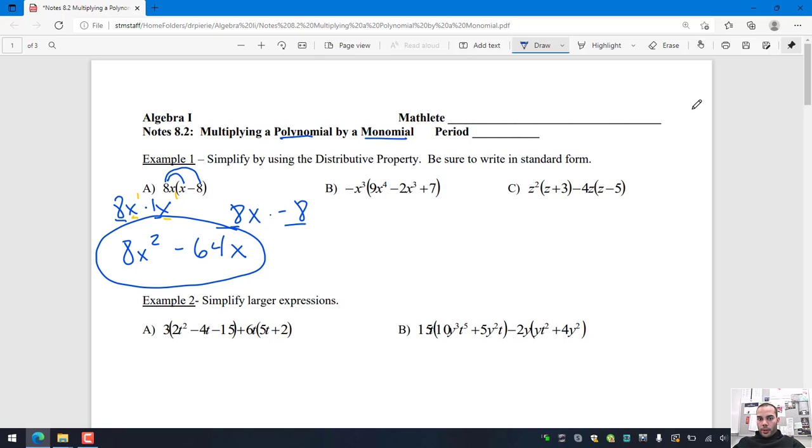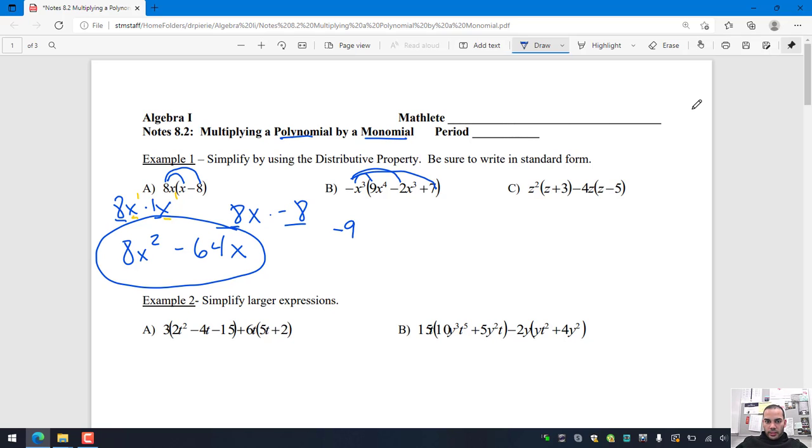If I look at the second one, I see negative x cubed times the quantity 9x to the fourth minus 2x cubed plus 7. So I'm going to use the distributive property and draw my arrows. Go a little bit quicker this time. So I've got negative x cubed times 9x to the fourth. I see a negative and I see a 9. Negative times a 9 is negative 9. That's my first number.